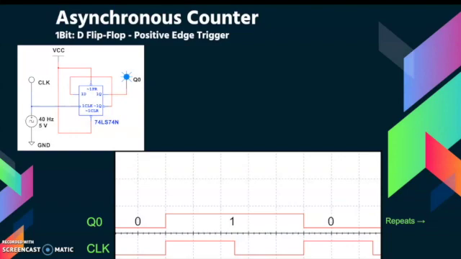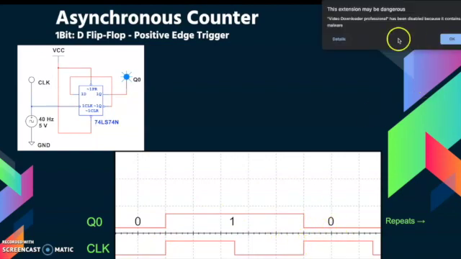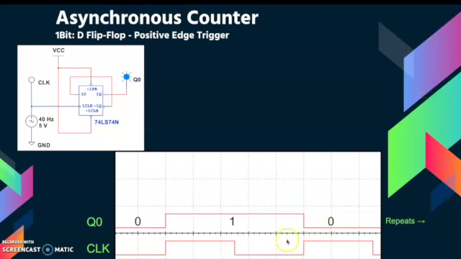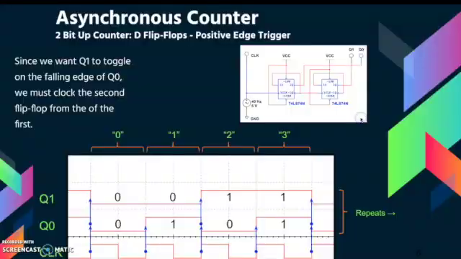So what we're looking at here is an asynchronous counter. This is a 1-bit D flip-flop with a positive edge trigger. What we're looking at is a D flip-flop inserted into this circuit over here, and it has a positive edge trigger. What that means is as we go through this timing diagram, we'll hit a clock signal, and then it goes up and counts to 1, and then returns to 0 once we have another rising edge. So that's just going to continue to repeat. That's a positive edge trigger for the D flip-flop.